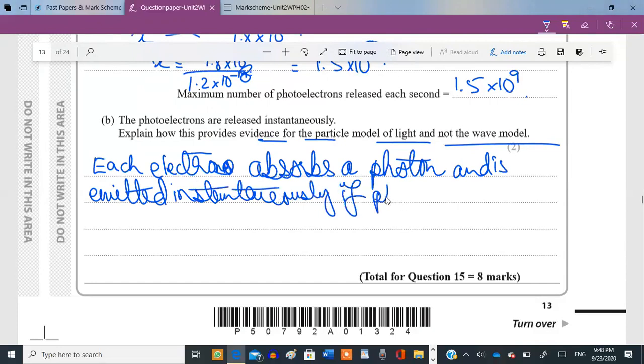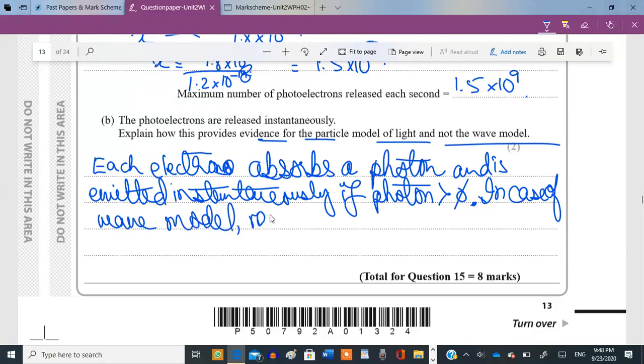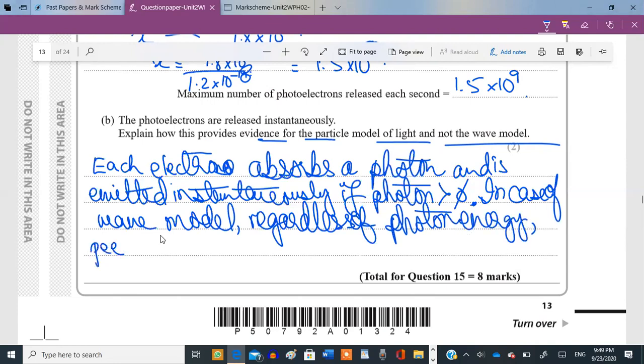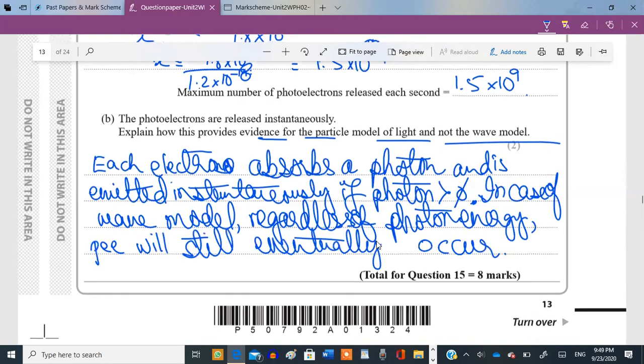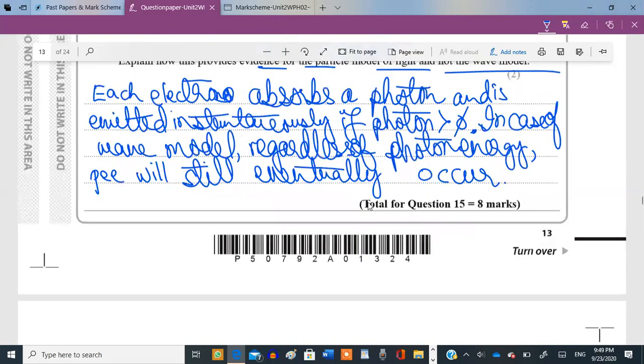If the photon energy is more than the work function, right? In case of the wave model, regardless of the frequency or the energy, regardless of the photon energy, photoelectric emission will still eventually occur. That's the difference between the wave model and the particle model. Take a picture of this answer.